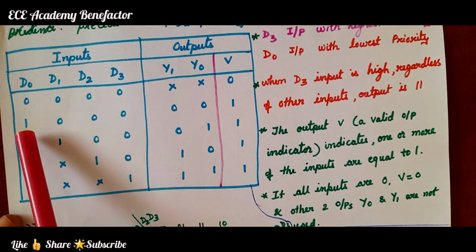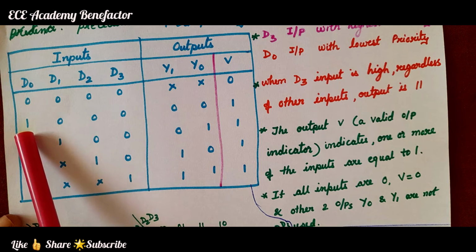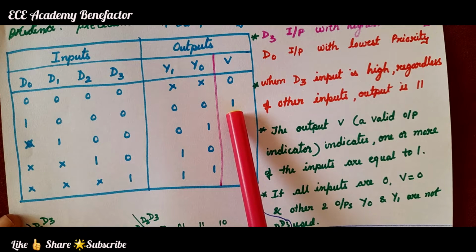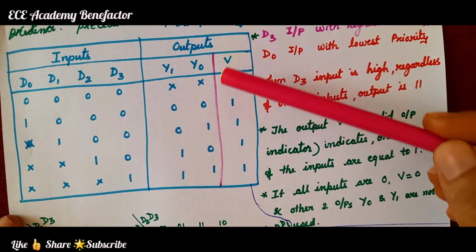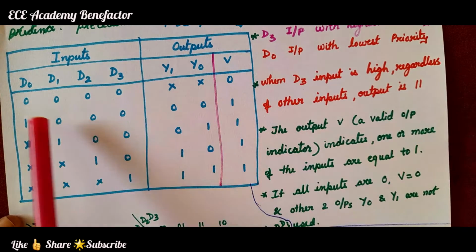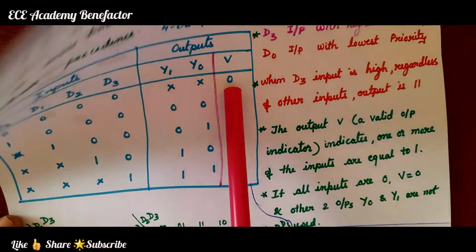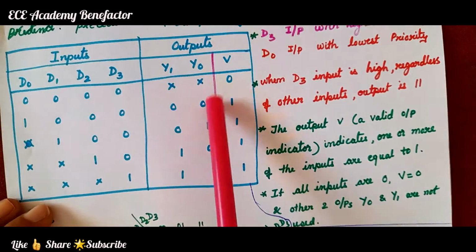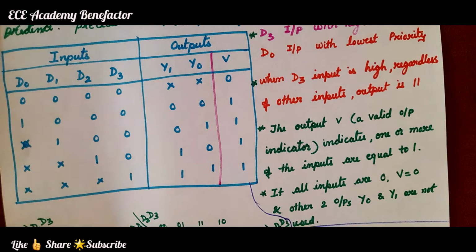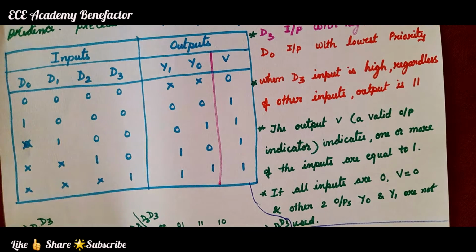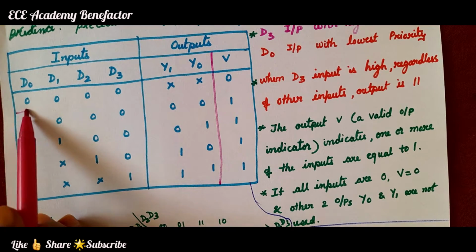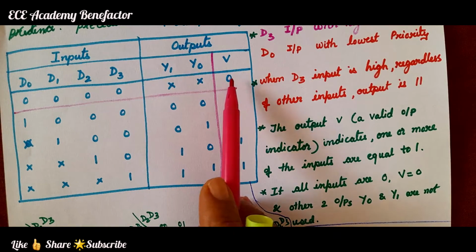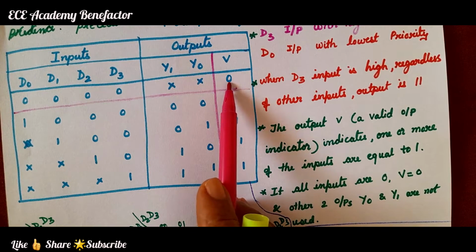If at least one of the inputs is 1, it will be set to 1. So, the valid output column is 0 when all the inputs are 0. If at least one input is high, it will be set to 1. So, here all the inputs are 0, so valid output is set to 0.